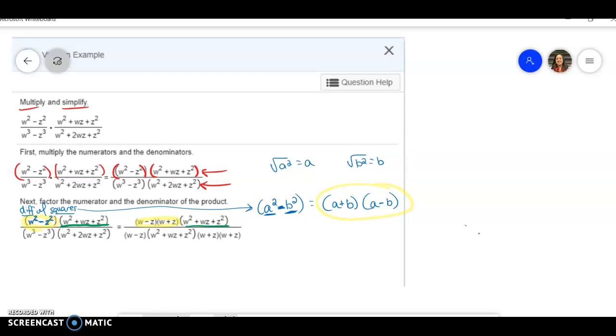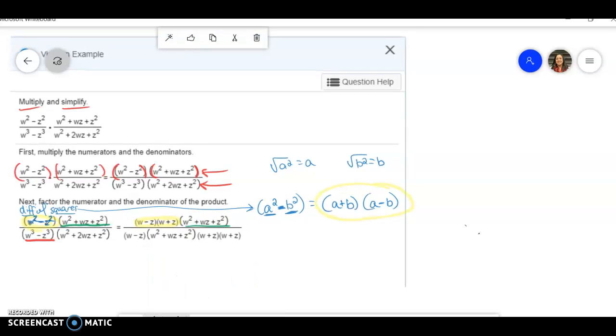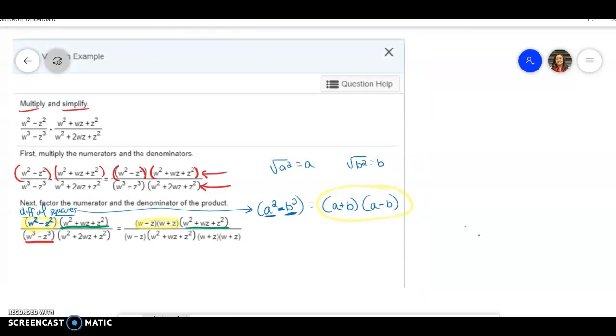Now, let's pick a different color here. Now what I notice again is I have w cubed minus z cubed. Now that is something different there. That is not a difference of squares. That is what we call a difference. Can you guess what this one's going to be? Difference of cubes. And we actually have what we call sum and difference of cubes. But let me give you the little pattern. These are patterns, guys, that I'm giving you, just patterns. If you can write this pattern down, you will always have what you need to factor.